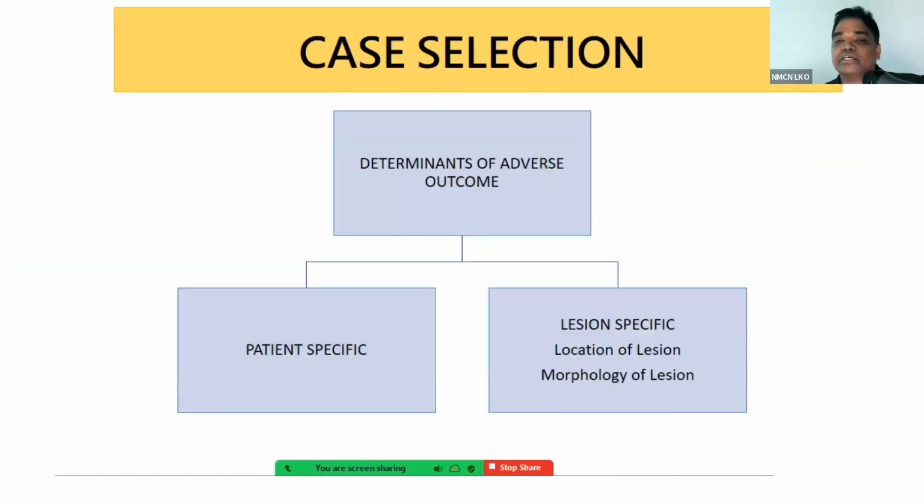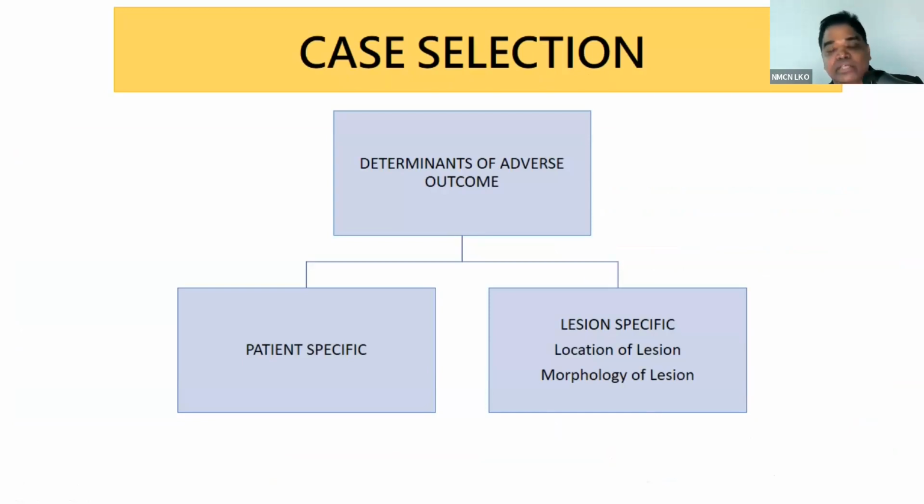So case selection is very important, and there are several determinants of adverse outcomes that are very important whenever we are doing endovascular recanalization. And for counseling the patients, it is very important. This case selection is very important so that we can counsel them properly. There are some patient-specific determinants of adverse outcome and some are lesion-specific.